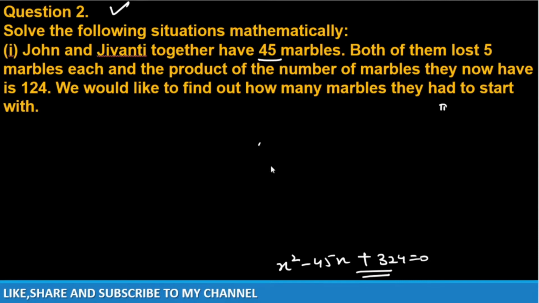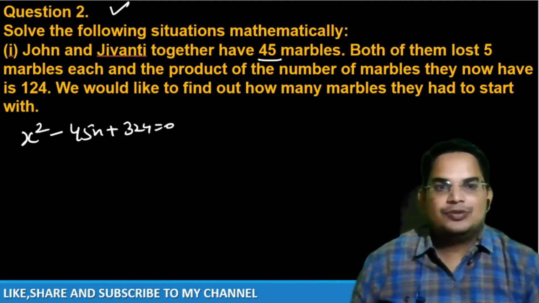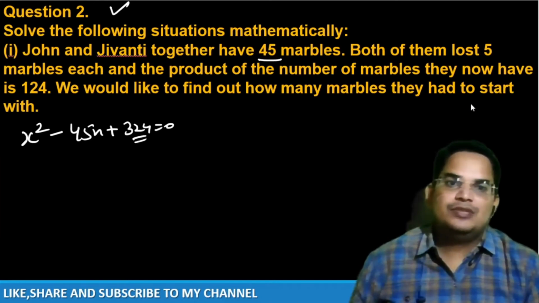How to do this question? Let's see. Look at the screen, children. So what is given here? It is given here x square minus 45x plus 324 is equal to 0. This is the equation. Okay, children. So now what I will do, look at this. I am going to do the factors, and again I will solve it with the help of same method. What is the same method? I will do the factors of 324 first of all.